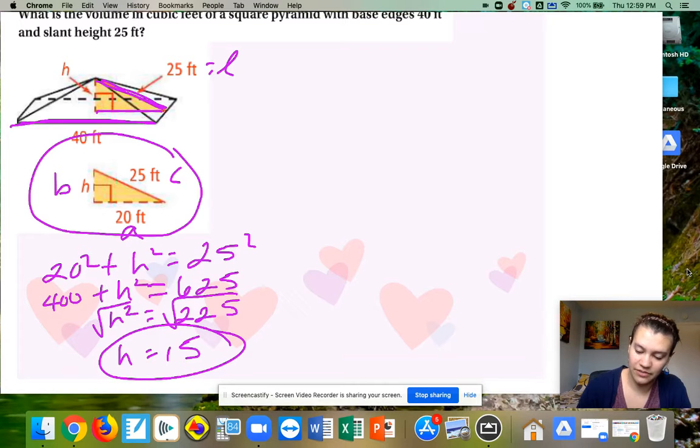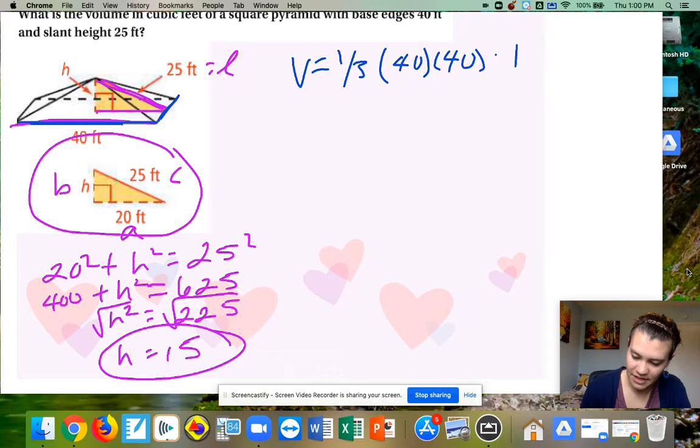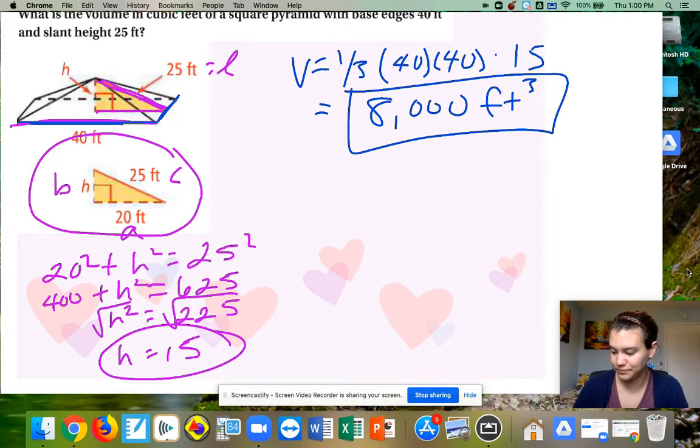So then if we actually find the volume, 1/3 times the base area, so we have a square again, so 40 times 40, and then times the height of 15. And if you multiply it all out, you should get 8,000 feet cubed as your volume.